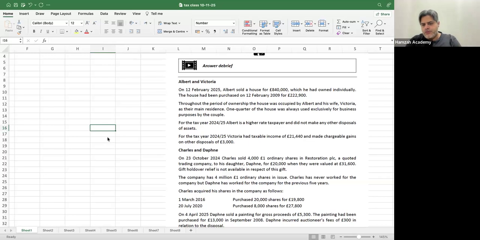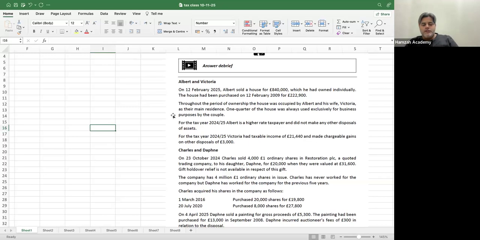Throughout the period of ownership, the house was occupied by Albert and his wife Victoria as their main residence. Now, one quarter of the house was always used exclusively for business purposes by the couple. For the tax year 24-25, Albert is a higher rate taxpayer and did not make any other disposals of assets. Victoria had taxable income of 21,440 and chargeable gains on disposal of 3,000. So we have this Albert and Victoria over here, right?